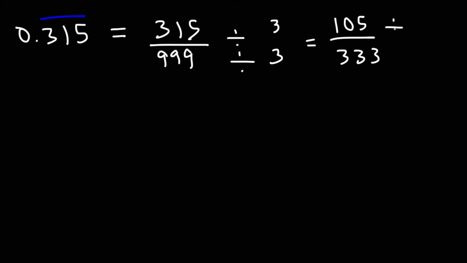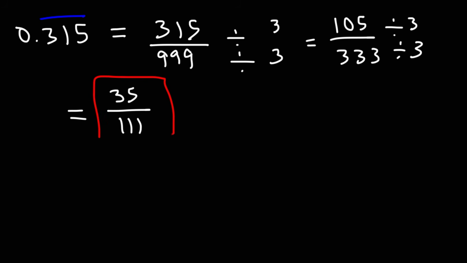105 is also divisible by 3. 105 divided by 3 is 35. 333 divided by 3 is 111. And this is as far as we can go for this example. So it's 35 over 111.